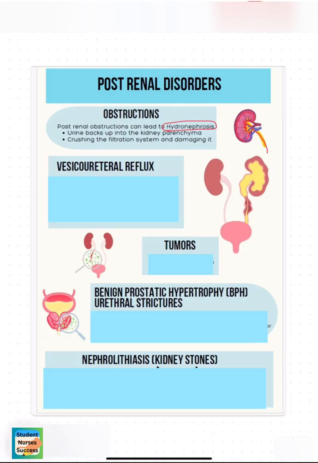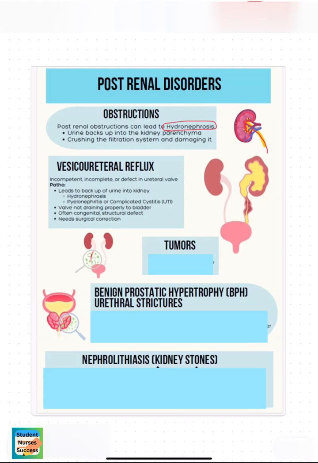Now, what we want to do is talk about a couple disorders that actually result in obstructions. The first is vesicoureteral reflux. Vesicoureteral reflux is an incompetent, incomplete, or a defect in the ureteral valve. The ureteral valve is located right here. Sometimes the valve is incomplete, maybe it's incompetent, or maybe it's defective. Normally, urine should run down out of the kidney through the ureter into the bladder, and it should not be able to go backwards because of the valve. However, in vesicoureteral reflux, there's something wrong with the valve. So urine comes down, but it can also reflux and flow back up.